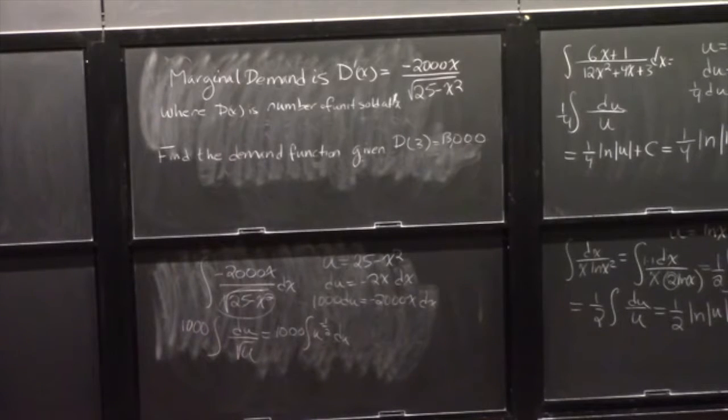Why would they give us d of 3? Did you give me d of 4? That's so stupid. Well, whatever. I didn't make up the problem.